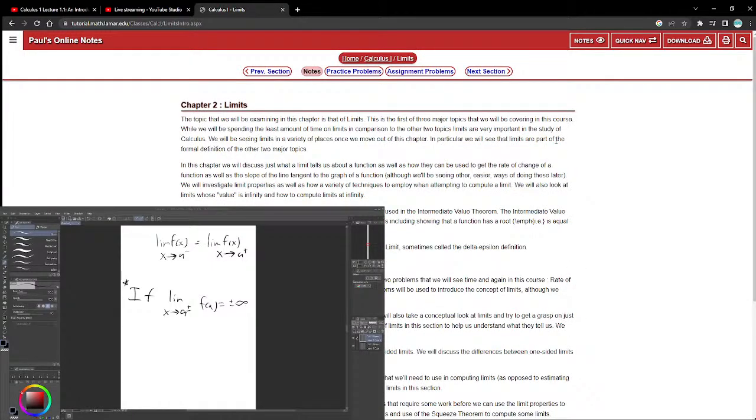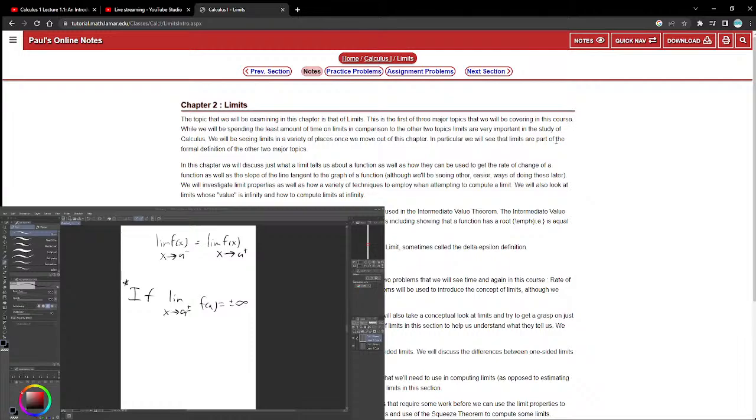Alright, chapter 2, limits. The topic that we will be examining in this chapter is that of limits. This is the first of 3 major topics that we will be covering in this course. While we will be spending the least amount of time on limits in comparison to the other 2 topics, limits are very important to the study of calculus. We will be seeing limits in a variety of places once we move out of this chapter. In particular, we will see that limits are part of the formal definition of the other 2 major topics.